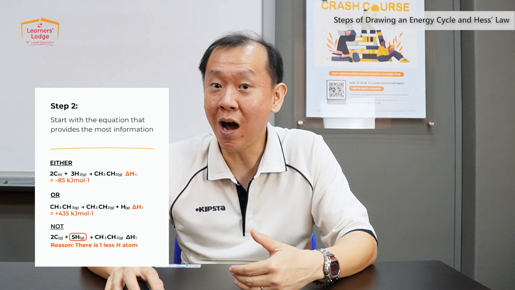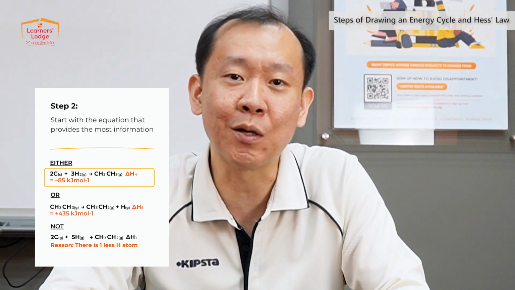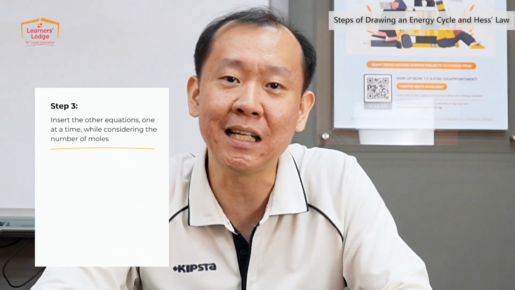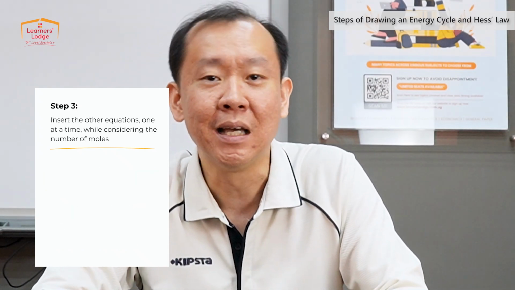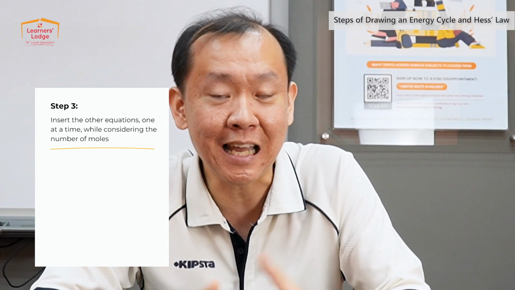So after we have all our equations, let's recap. We're next going to choose the equation that has got the most details, either the enthalpy change of formation or the bond energy equation. And I'm going to illustrate by using the enthalpy change of formation. So beginning with this equation, we are now going to see how to insert the other equations into this energy cycle. All we need to do is to look for common species that are exactly the same. The number of moles will need to be accounted for.